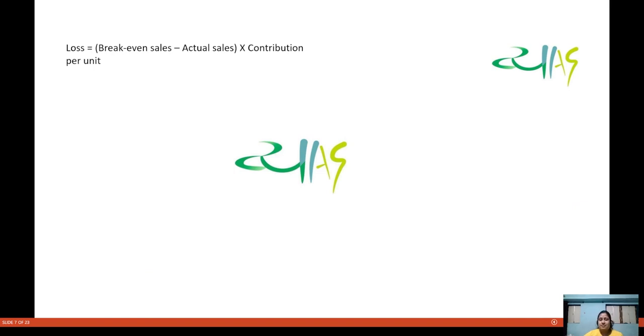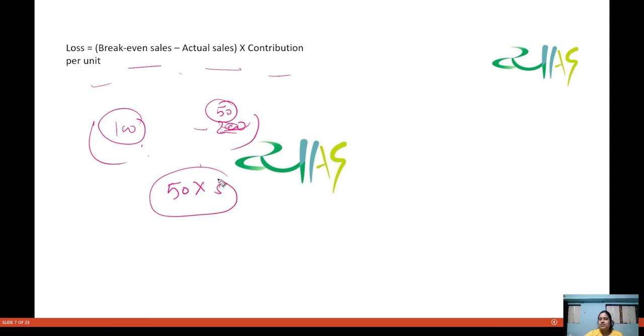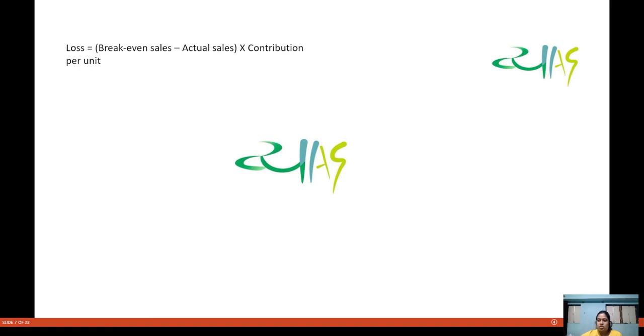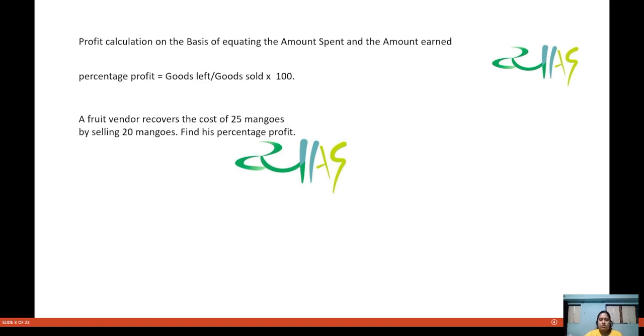Now let's move forward. Similarly, what is loss? Loss is break even sales minus actual sale into contribution per unit. So I am having this break even sale, let's say at 100. Sorry, actual sale will always be less in case of loss. So I have this break even sales at 100 and actual sales is 50. So 50 into contribution per unit, let's say 5, that means it becomes 250. Okay, so that is my loss. So I hope everybody is clear with this thing.